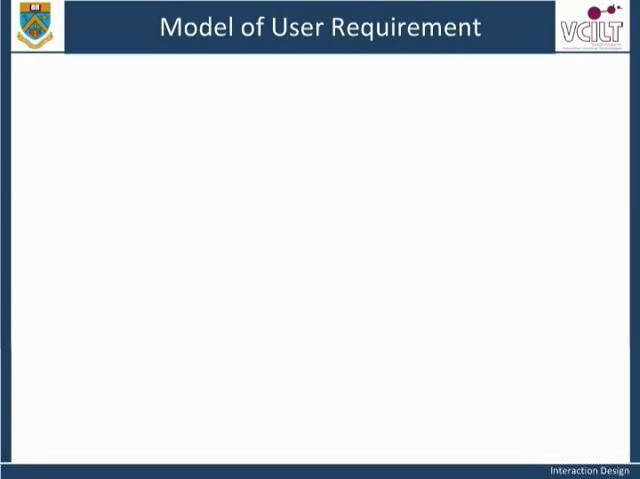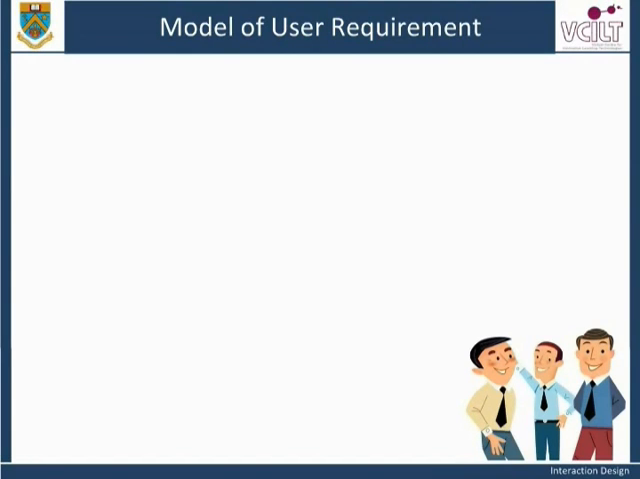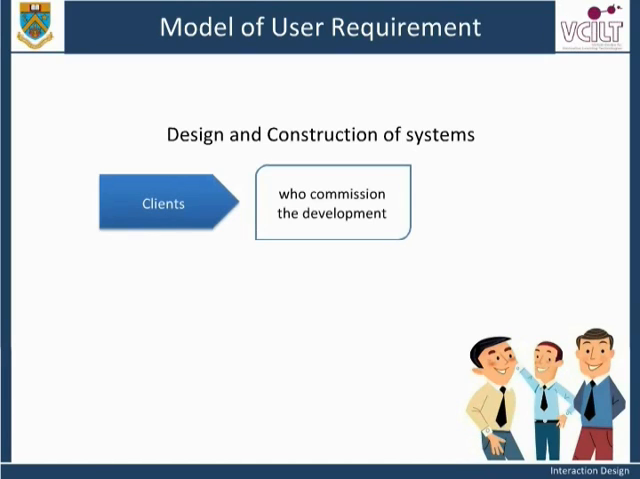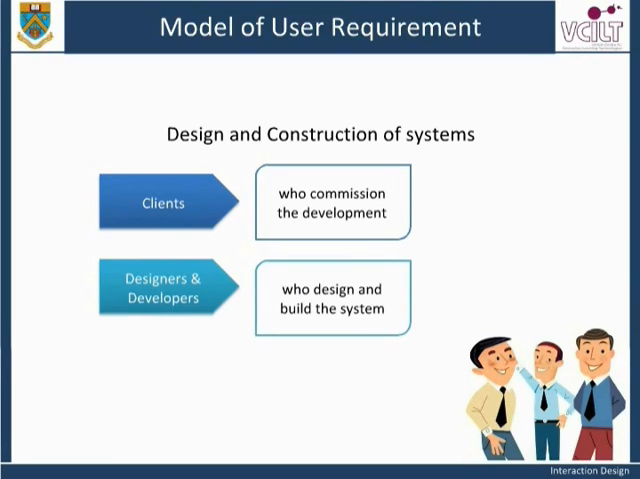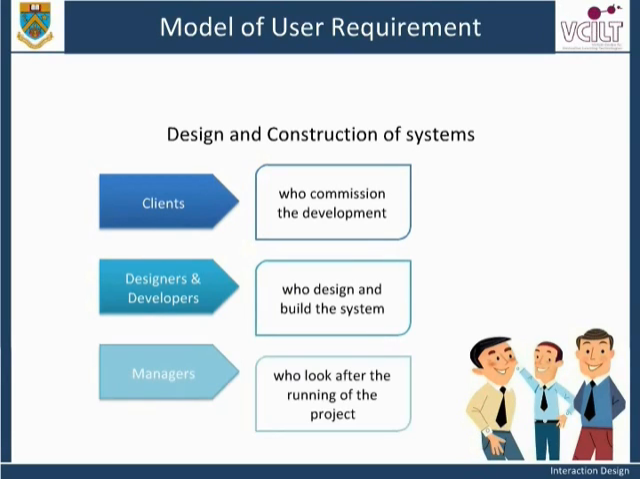Well, let's have a look at the model of user requirement and context. There are typically several interested parties in the design and construction of systems. These include the clients, who commission the development, the designers and developers, who design and build the system, and their management, who look after the running of the project. These people are primarily interested in what the system should do, its functional requirements.